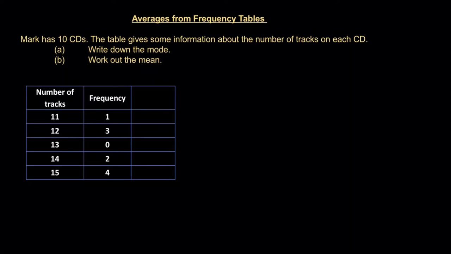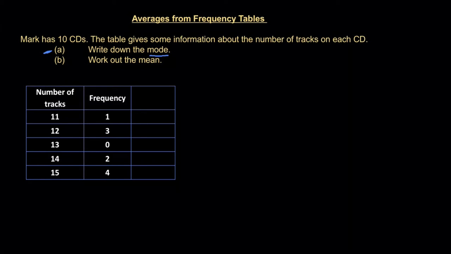Today we're going to learn how to calculate mean and mode from a frequency table. So here is an example. Mark has 10 CDs. The table gives us some information about the number of tracks on each CD. So we need to calculate or write down the mode in part A.